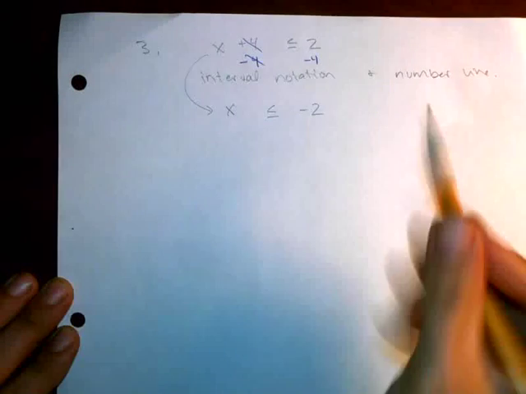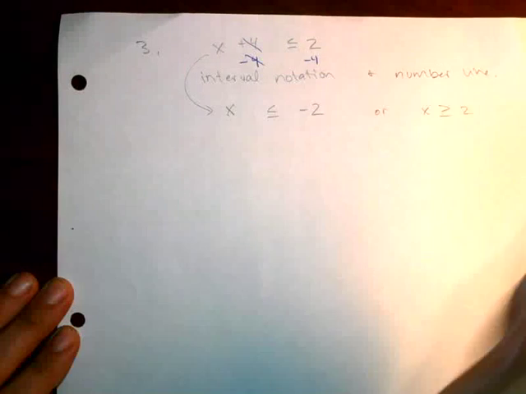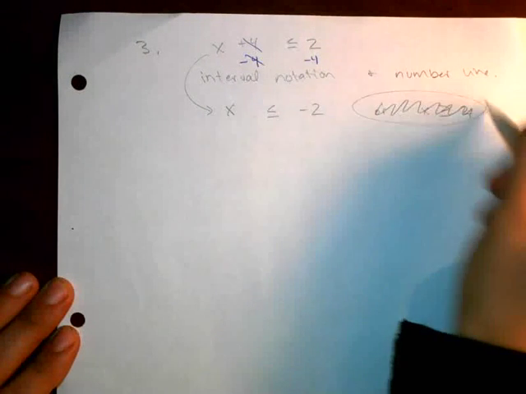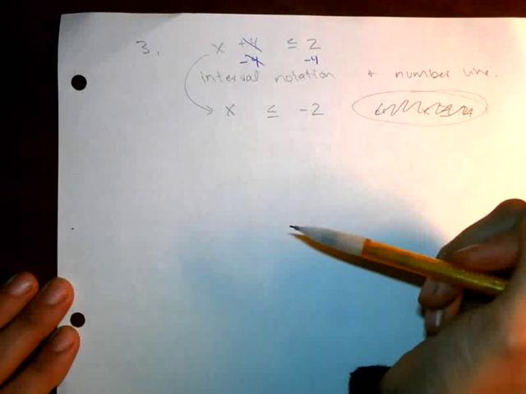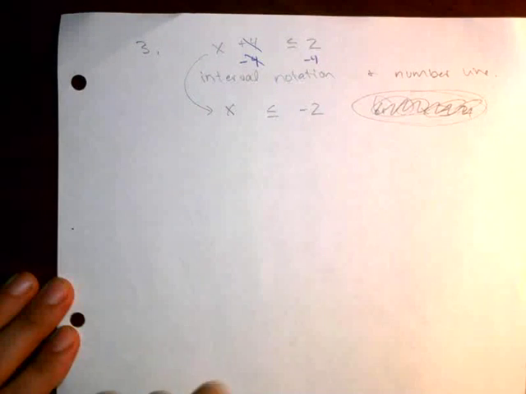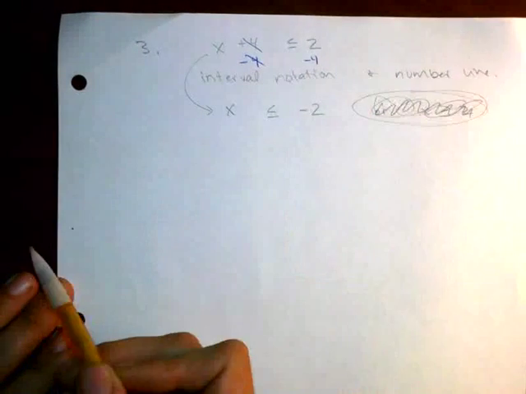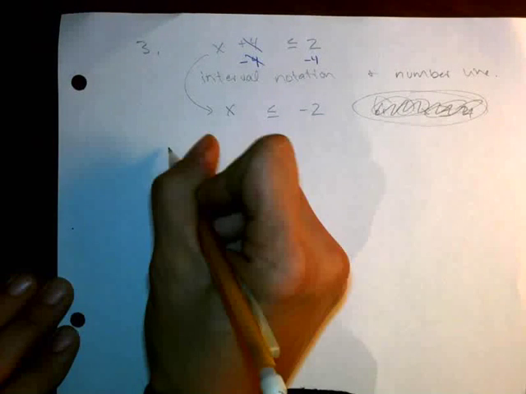A bunch of you said things like x is less than or equal to negative 2, or x is greater than or equal to 2, or something like that. We're not doing that yet. You only split it up into 2 different things when there's absolute values in the equation. So we're not doing that. We just have an equation that says x is less than or equal to negative 2.